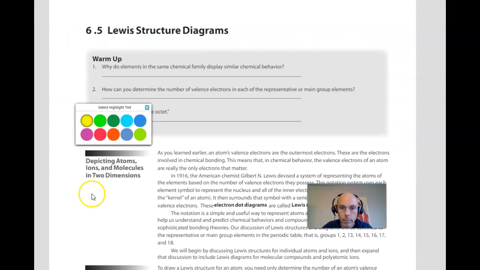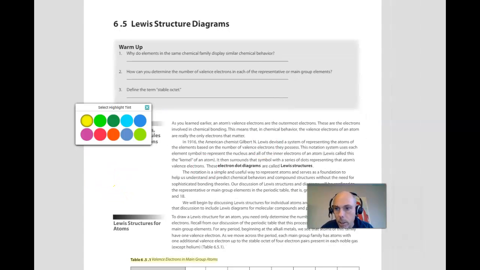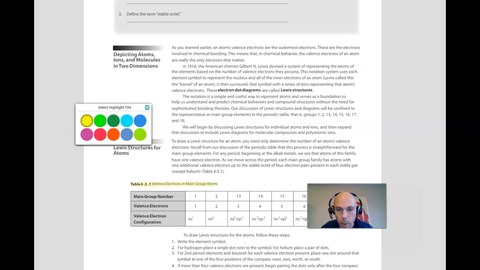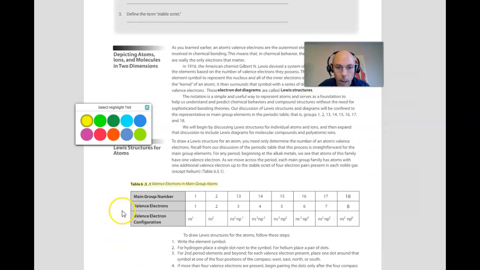So we're back to our book in section 6.5, page 357 of our textbook, and I'm going to scroll down to the bottom of this page where we see this important table reminding us of how the placement that an element has on the periodic table tells us, due to the patterns we know exist in electron configurations, how many valence electrons those elements have, which is crucial to drawing a Lewis structure, you'll see here in a moment.